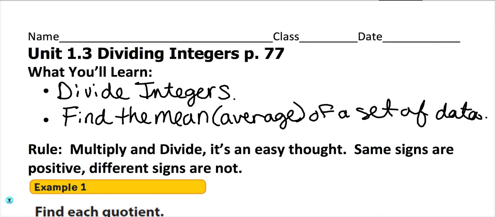As you can see from the rule, it's multiply and divide. It's an easy thought. Same signs are positive, different signs are not. All right, and again, the song goes to Row, Row, Row Your Boat. It's the same exact one that we just had on the previous lesson. So this should be pretty easy for you overall. All right, let's go ahead and take a look.